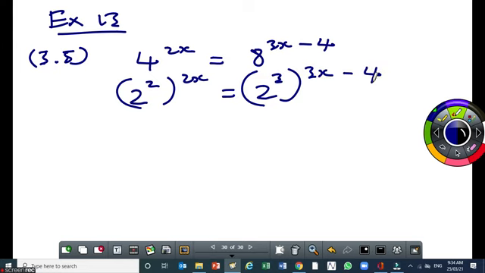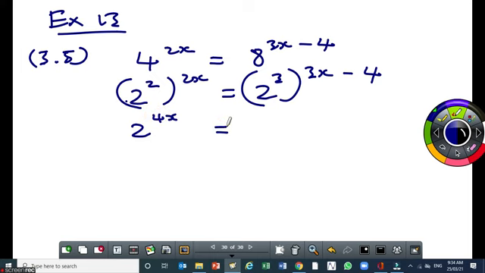I haven't touched the terms in x. All I did here, I converted my bases to prime bases, and that prime base is a 2. The next thing is to remove the brackets. So on the left, 2 times 2x will give us 4x.